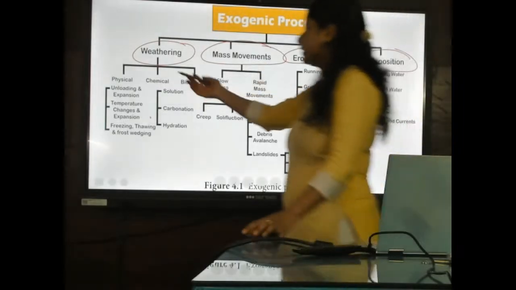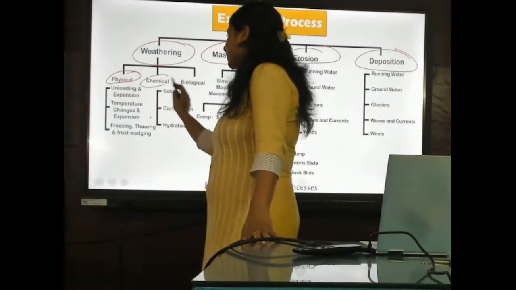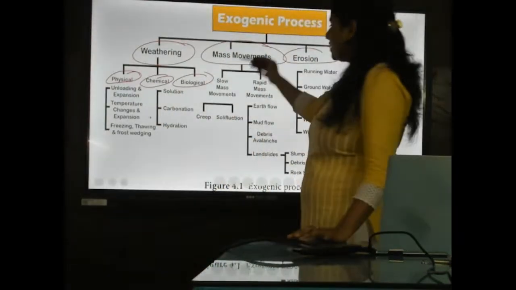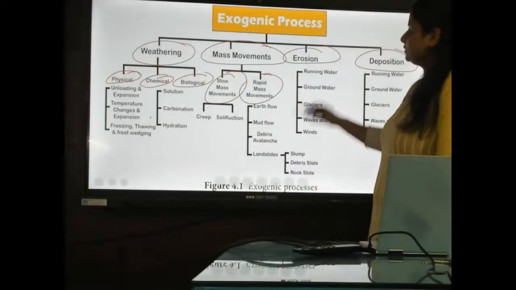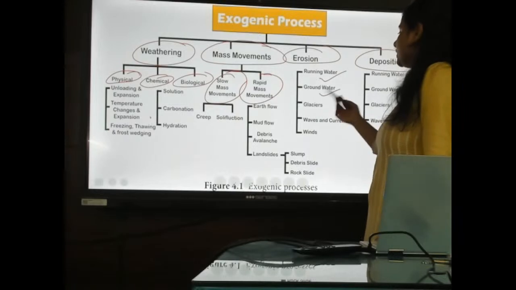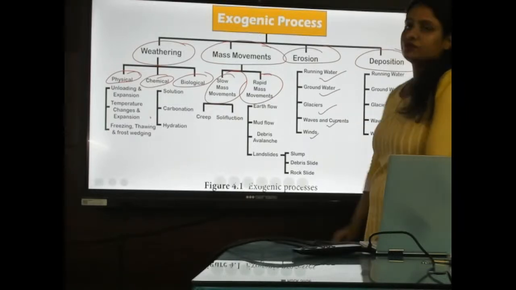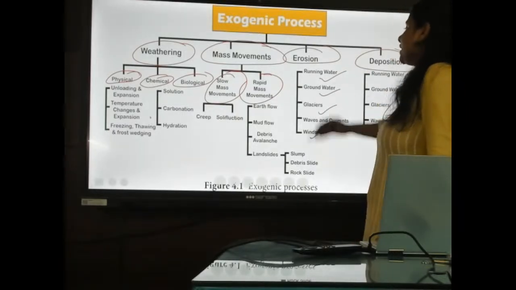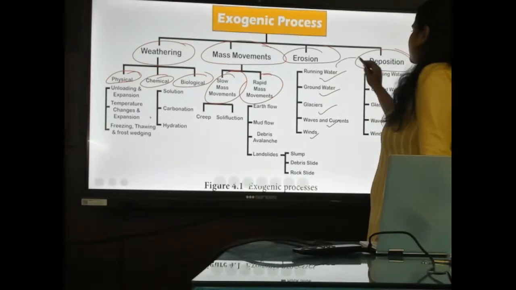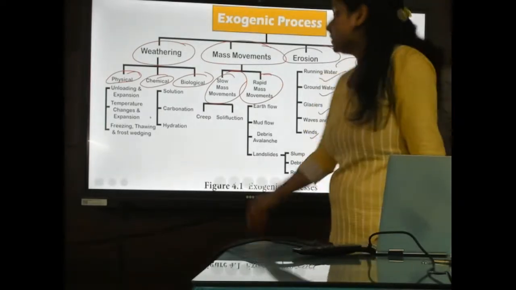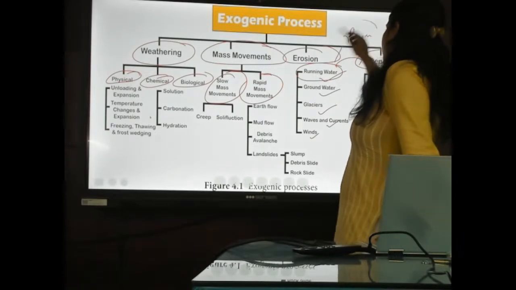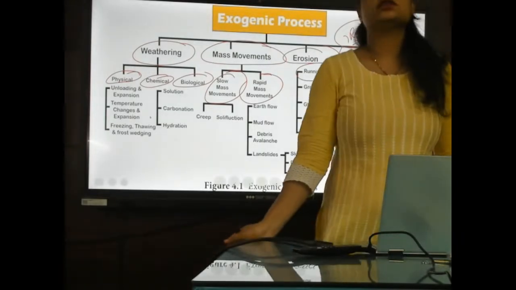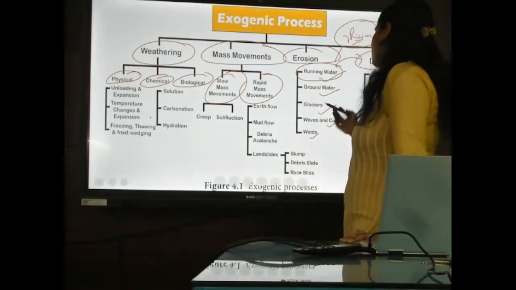Weathering happens in different ways: physical, chemical and biological. Mass movement can be slow or rapid. Erosion can be by running water, groundwater, glaciers, waves and currents, winds. All these have an erosional effect, and the same things have a depositional effect. Running water like rivers erodes and also deposits.